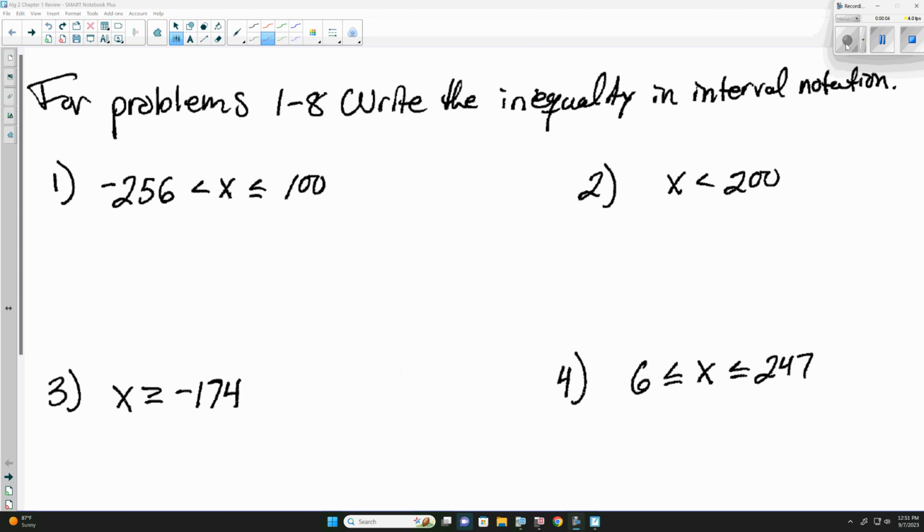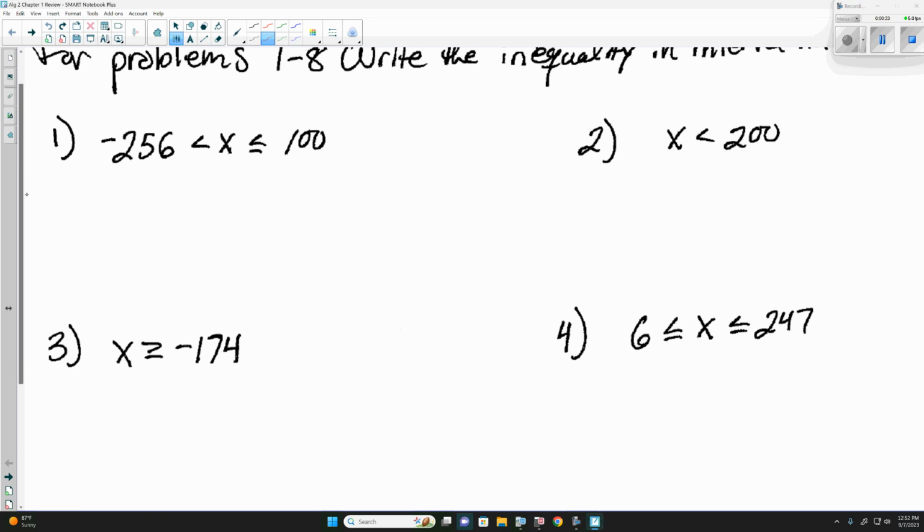So let's go over the review sheet today. The first thing we're looking at is problems 1 through 4. Are there any questions on problems 1 through 4? Questions on 1 through 4?